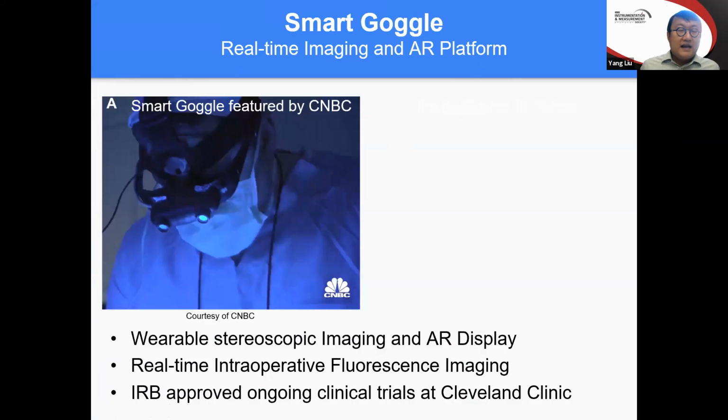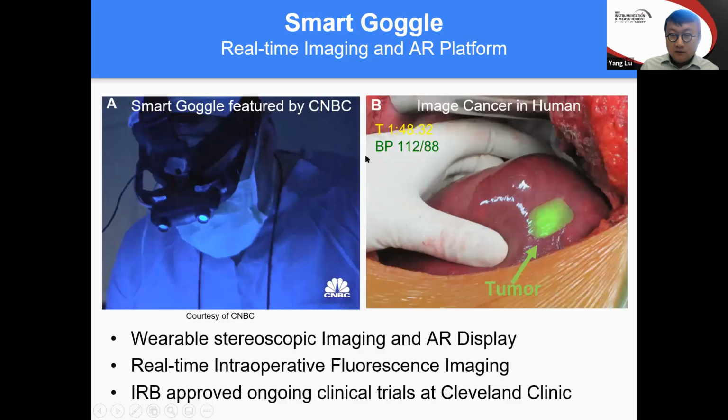To overcome those challenges, in the past decade, our lab has been looking at different solutions. One of the technologies we came up with is called the smart goggle. It's a real-time imaging and augmented reality platform. So on the left is a prototype of our smart goggle, which was featured by CNBC. It offers wearable stereoscopic fluorescent imaging and 3D display.